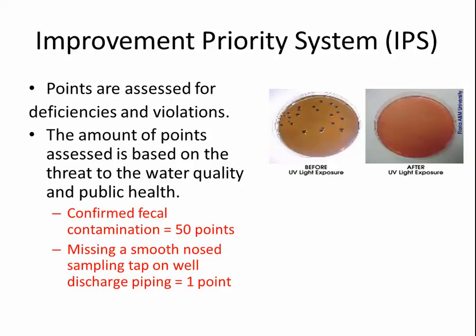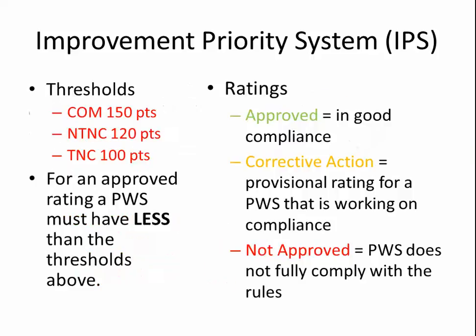It's important to know that the amount of points that we assess is based on the threat to the water quality and public health. So if you have confirmed fecal contamination, which is a boil order, that's going to be 50 points, which is a lot of points. But if you're just missing a smooth nose sampling tap on your well discharge piping, that's just 1 point. So we have thresholds. You have so many points you can get before your water system becomes not approved.